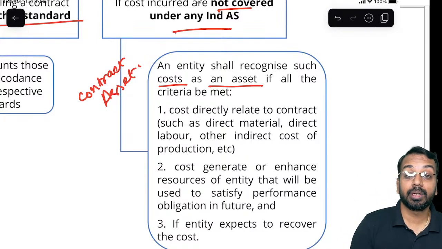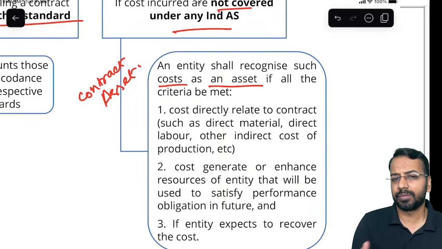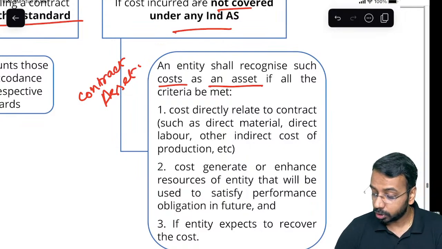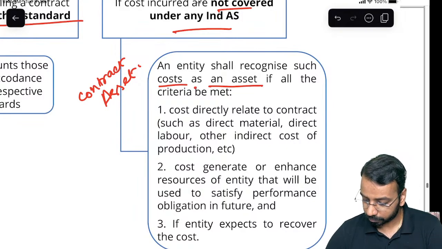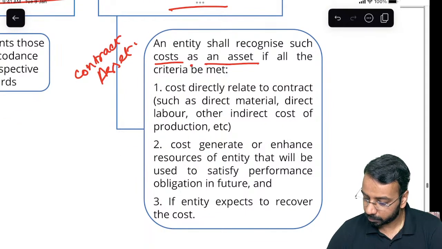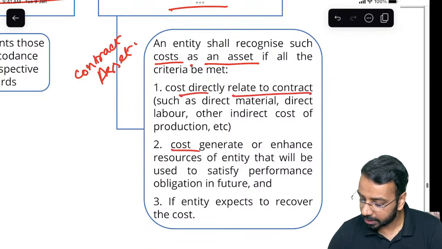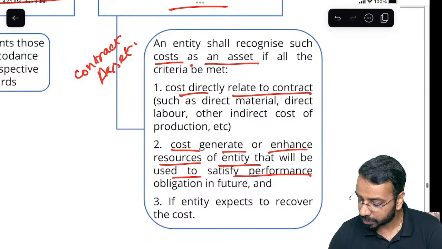If it doesn't meet the inventory related criteria, in most of the cases it meets. If it doesn't meet, then you will recognize the cost as an asset if the cost related to the contract generates or enhances resources of the entity that will be used to satisfy the performance obligation, and the entity expects to recover the cost.